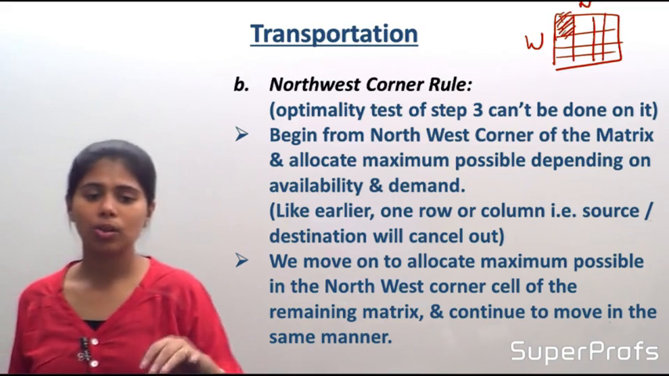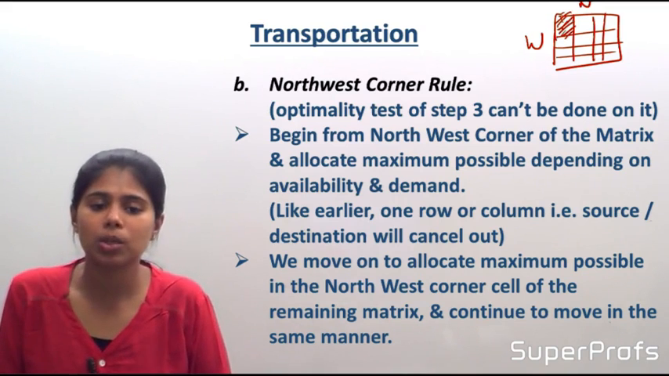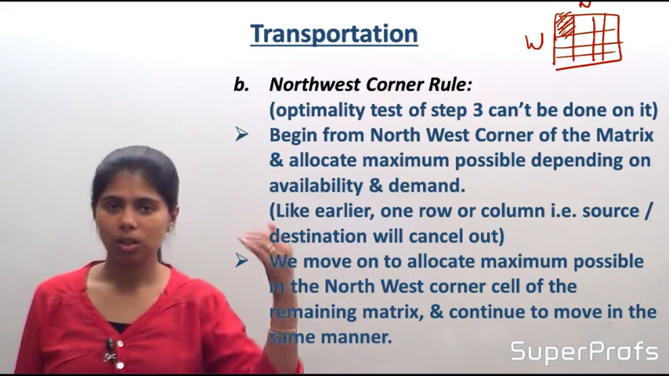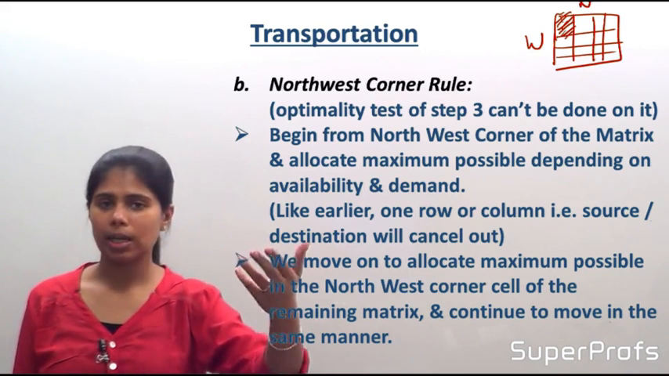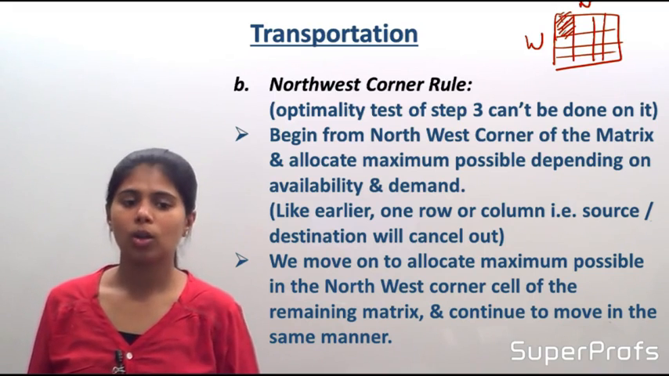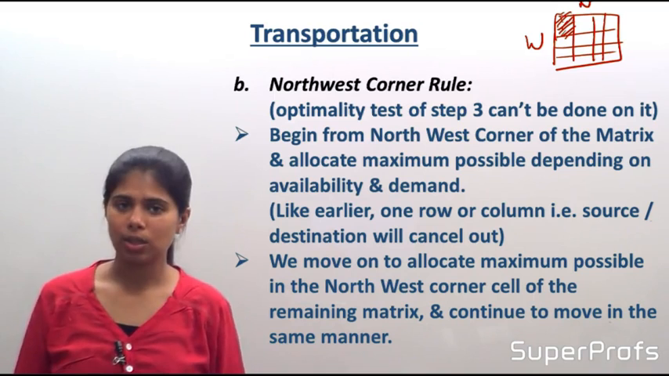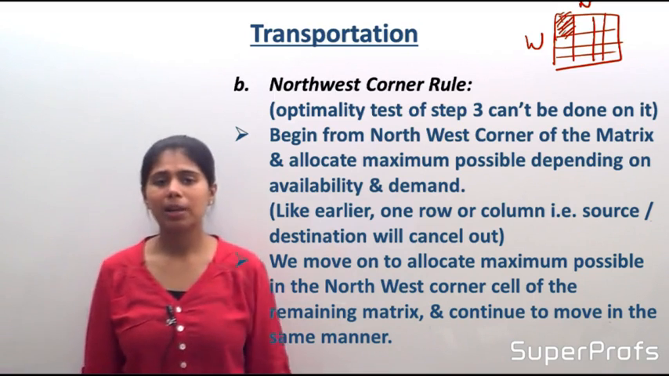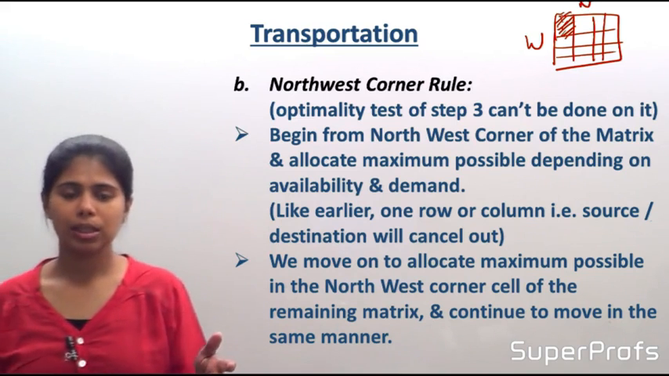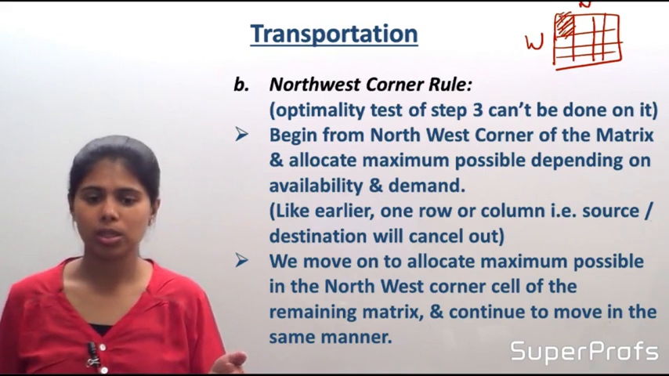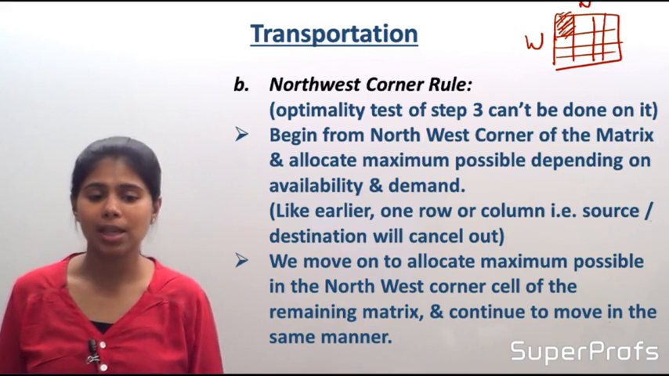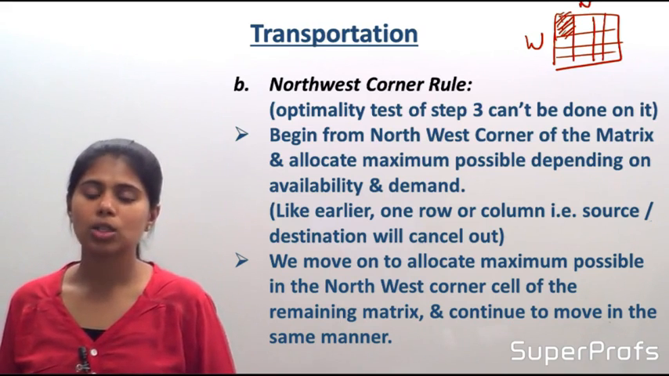I start from this corner of the matrix and I allocate the maximum possible depending on the availability and demand. I just go on allocating the maximum possible from the northwest corner. Like earlier, one row or column will keep getting cancelled out, the source or the destination, the availability or the requirement, as and when I exhaust them. That is the first and most important step of the northwest corner rule. The second is we move on to allocate the maximum possible in the northwest corner cell of the remaining matrix and continue in the same manner.